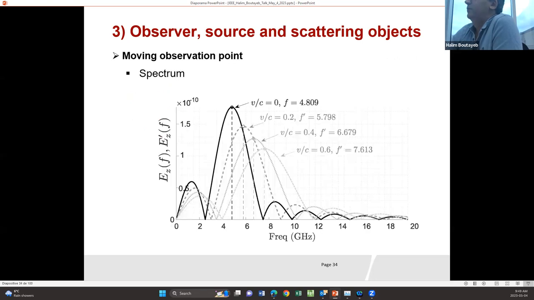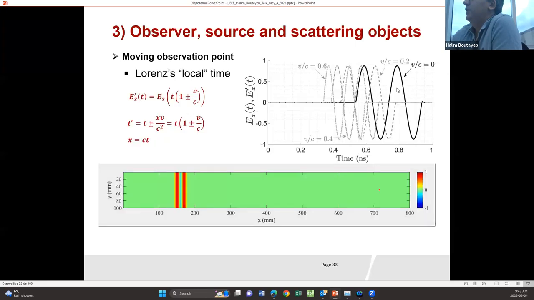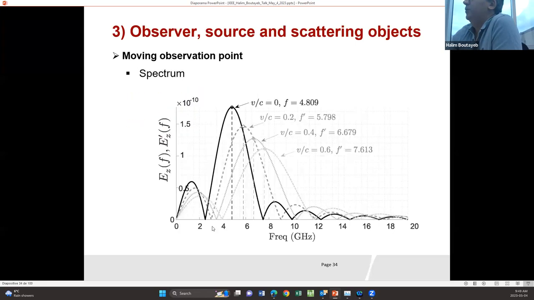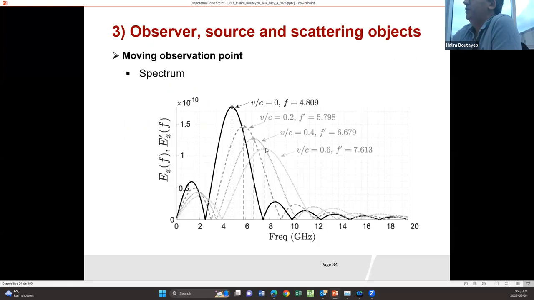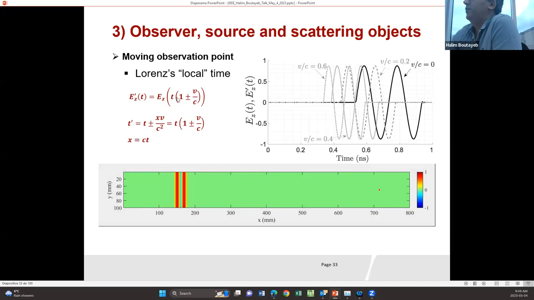Here, this is a spectrum. This signal here, if we do the Fourier transform, we will get these curves here in the frequency domain. So what we see is the frequency is changing due to the Doppler effect that we have seen here in the time domain. And the amplitude is changing based on the Fourier transform of the function of a t. And a is this coefficient here.